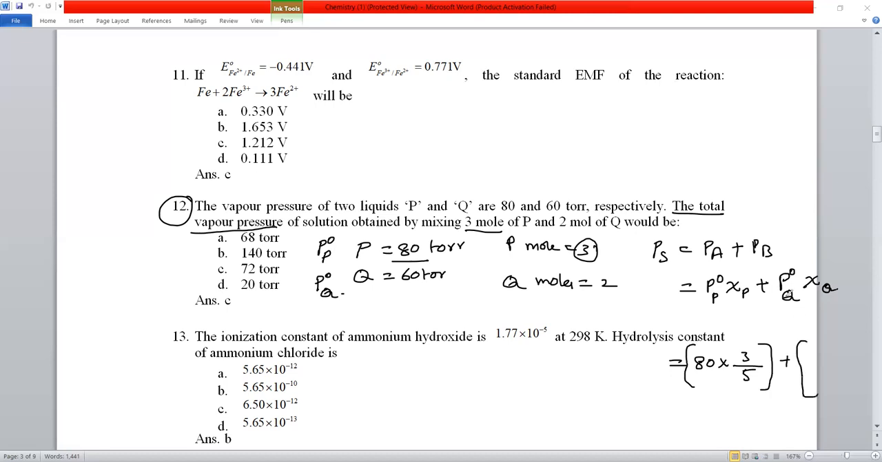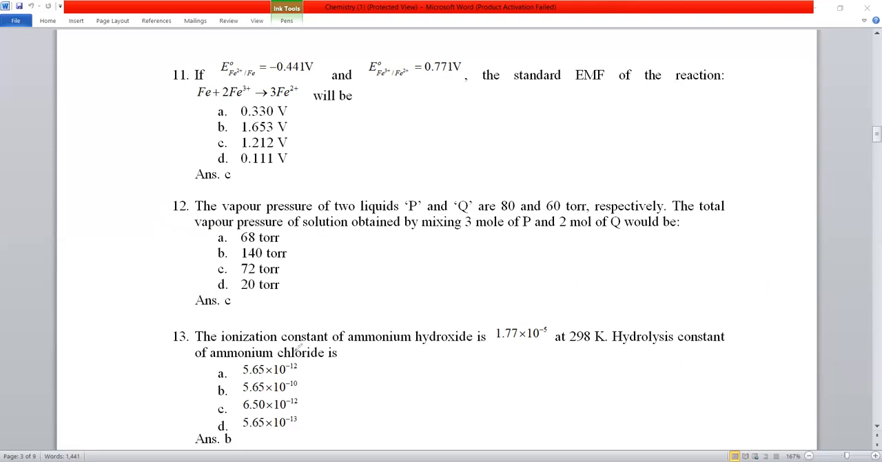Plus P naught of Q, which is 60 torr, times the mole fraction of Q, the number of moles of Q divided by total moles, so 2 divided by 3 plus 2, 5. This is the mole fraction. On simplification, we'll get 72 torr. Okay. Next, question number 13.